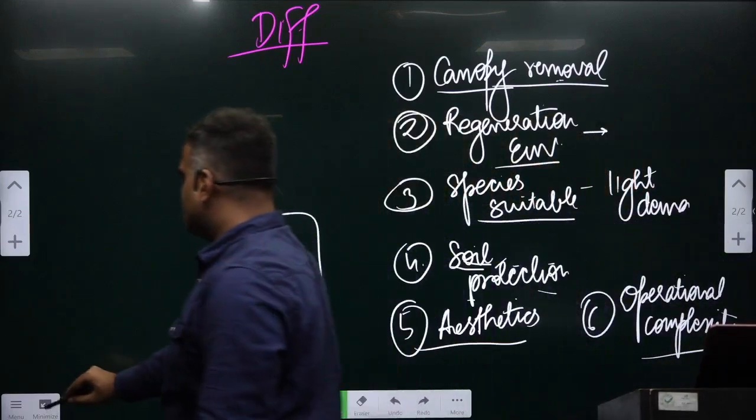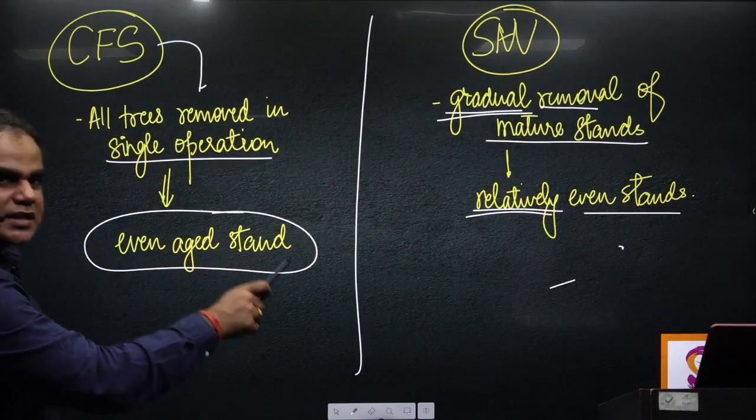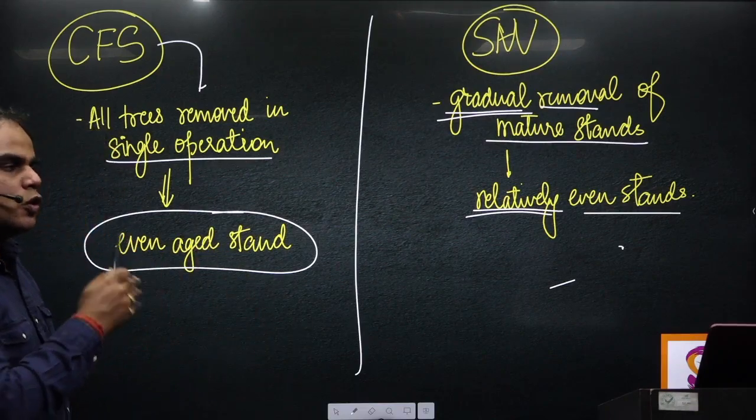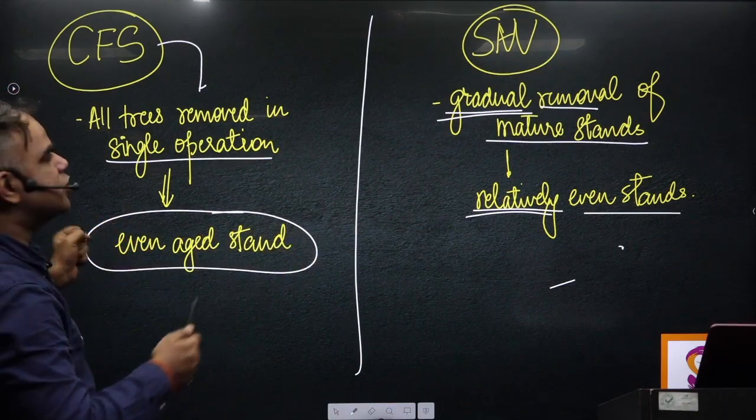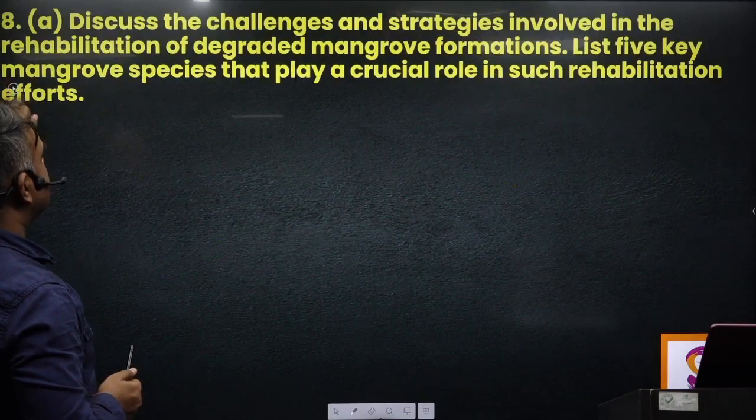Again, this is a very basic part, but if you understand what the core system is, then you will easily be able to write down the points for these particular dimensions.